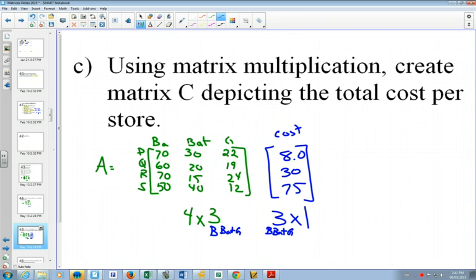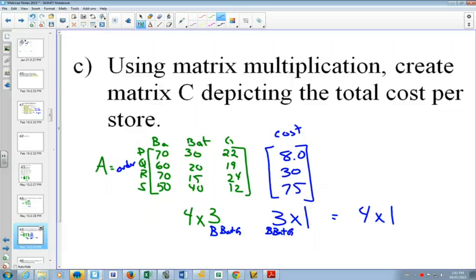P, Q, R, S, what did this stand for? This was their order. So if we think these are the orders for the different stores, and this is the cost, what is my answer going to be? My answer is going to be a 4 by 1.